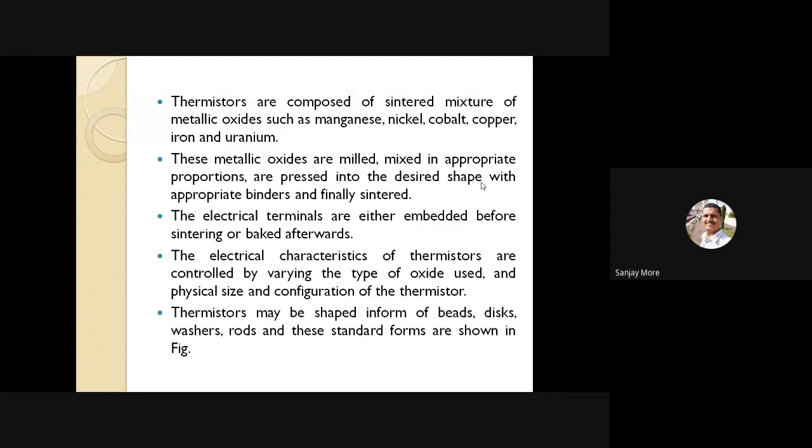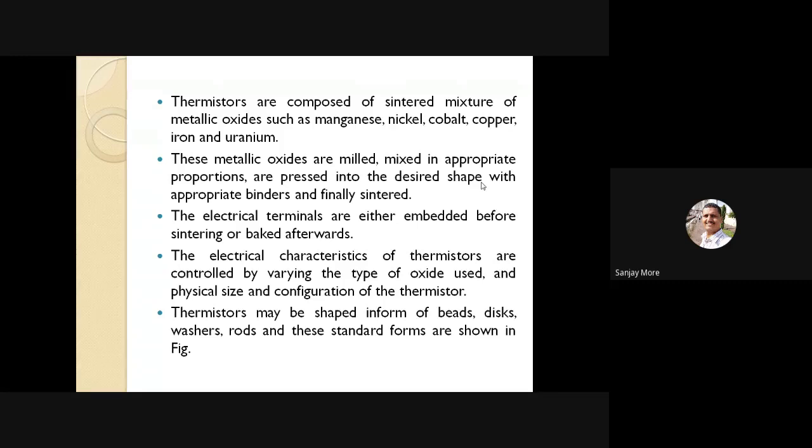The electrical terminals are either embedded before sintering or baked afterwards. Full stop and next line, last sentence.